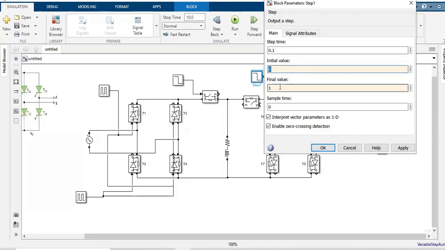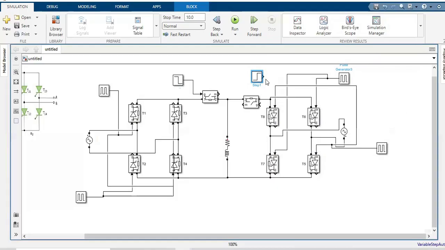Initial value is taken as 0 and the final value is taken as 1, which means that switch 1 will be operated during the 0 to 0.1 period. From 0.1 to the next half period, that is 0.2, we will be operating switch 2. So we can take the stop time as 0.2.